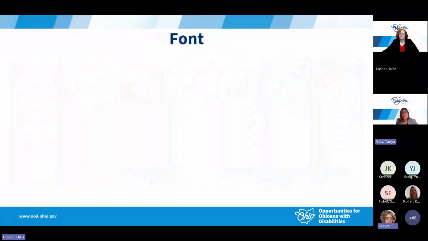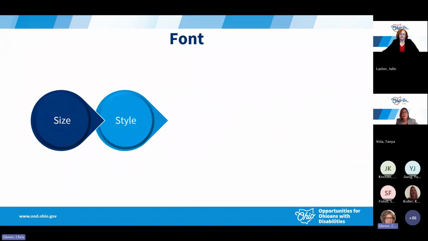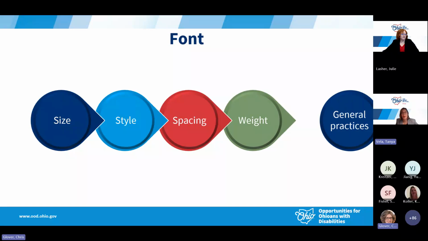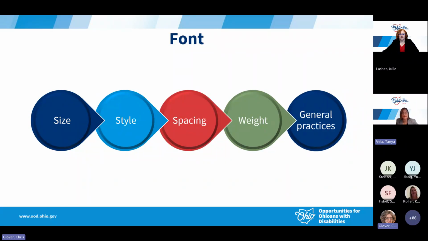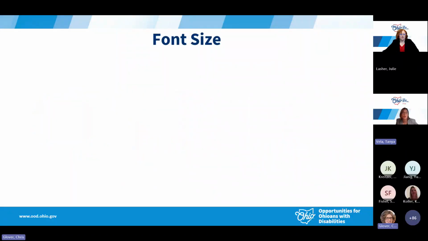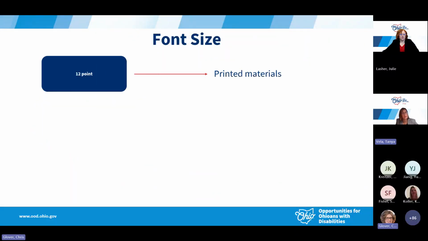Some fonts are easier to read than others. To ensure the font being used is accessible, it's important to consider the font size, style, spacing, and weight. We also have a few general practices to share related to font and text. One thing to keep in mind is font size should vary based on the type of communication. For standard printed materials, use a minimum 12-point font size. For large print, a minimum 16-point font size is needed.